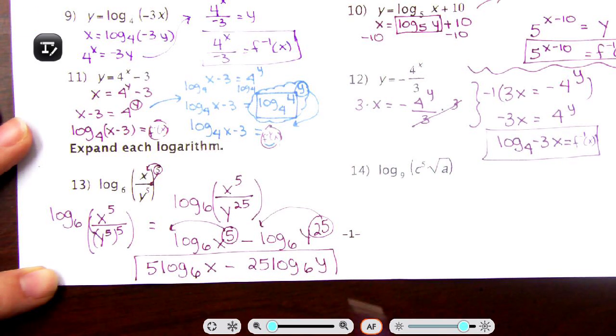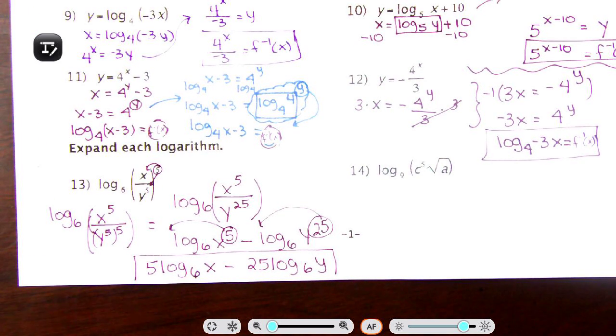Now, if you do it the other way, if you know which way I'm talking about, do it that way. If you don't know what I'm talking about, you can ask me a question in class, but I would recommend this way, okay? All right, let's move on to number 14.